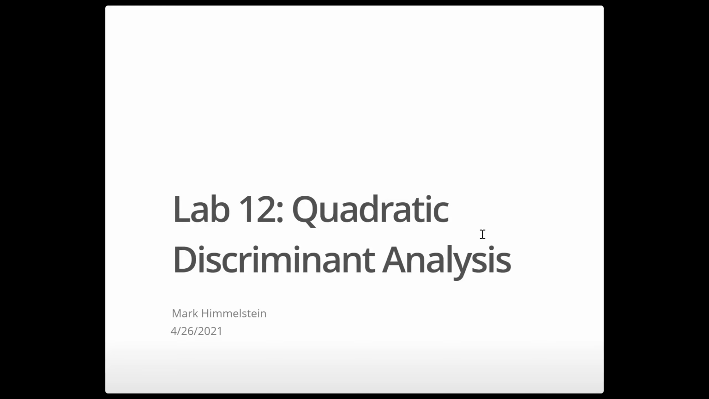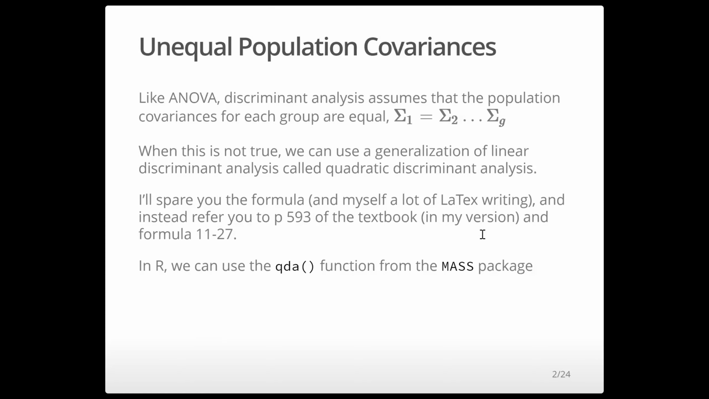This week, we're looking more at discriminant analysis, and so we're going to start with quadratic discriminant analysis. One of the assumptions of linear discriminant analysis is that the population covariances for each group are equal. When this is not true, we can use quadratic discriminant analysis as an alternative to linear discriminant analysis.